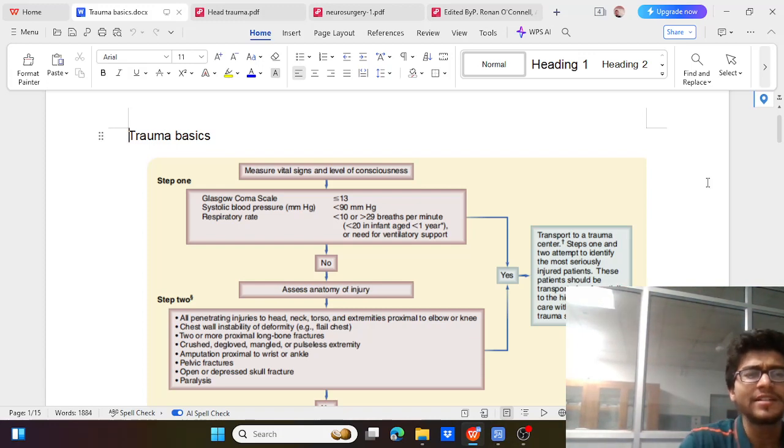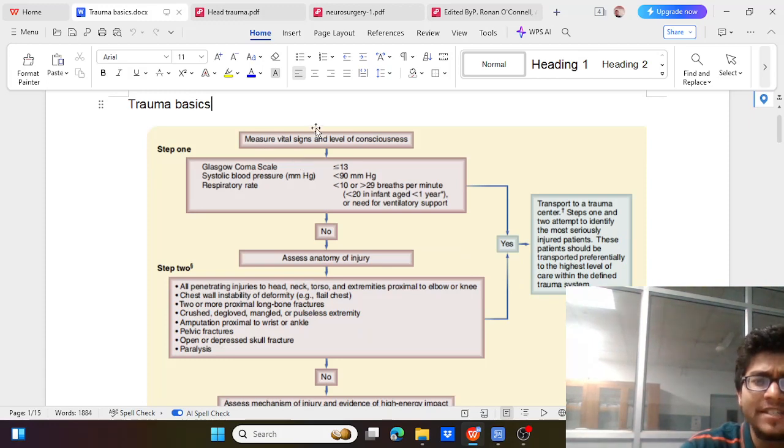So last time we had discussed basics of trauma, and today we'll be discussing head trauma. Before starting, we'll quickly go through some flowcharts that we had missed last time, that were the basics of trauma. In the basics of trauma, I have also uploaded some images which you can go through. So let's get started.